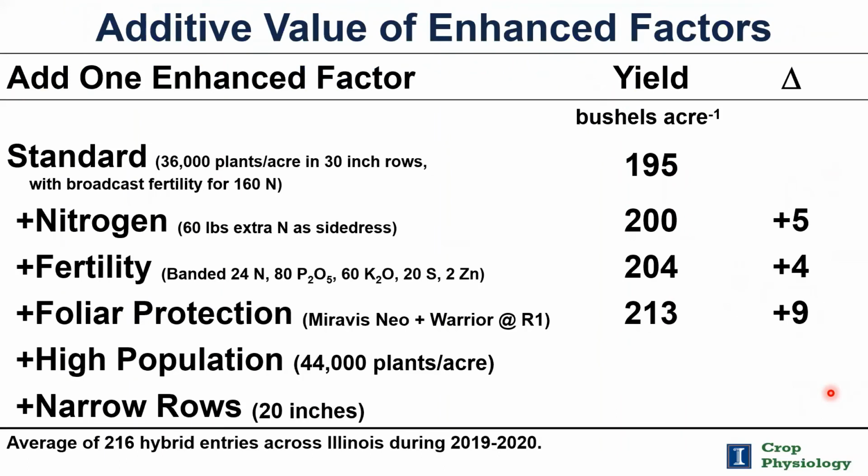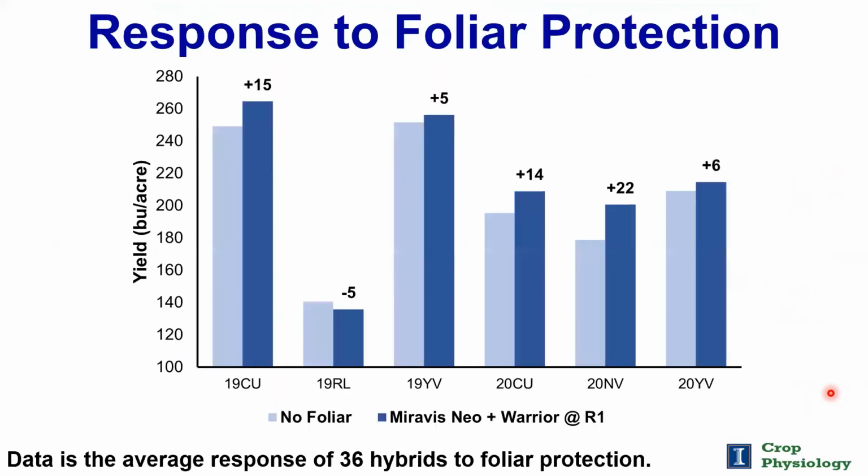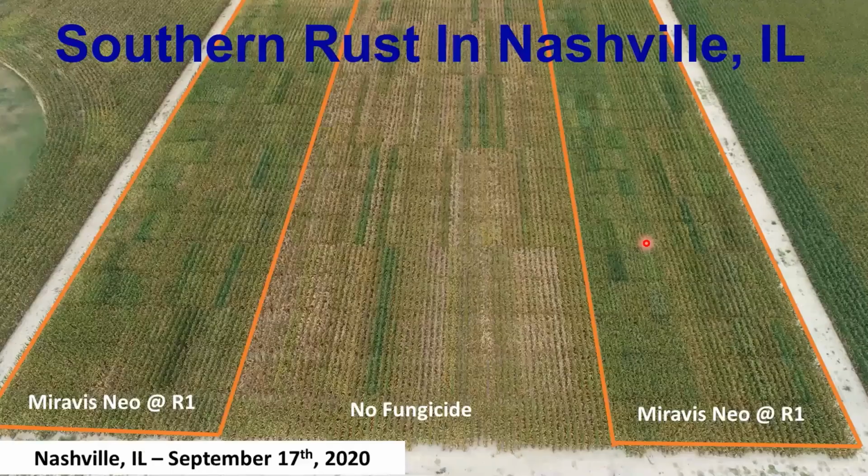Foliar protection. These tougher environments actually led to great foliar protection responses. Here are our 6 environments. Overall, across the board, great responses. 2020 in Champaign, where we caught some hail, got a 14 bushel response. The best response we had was 2020 in Nashville, Illinois, that's southern Illinois, where we had a 22 bushel response on average across the 36 hybrids. And that's because we had a pretty severe southern rust infestation.